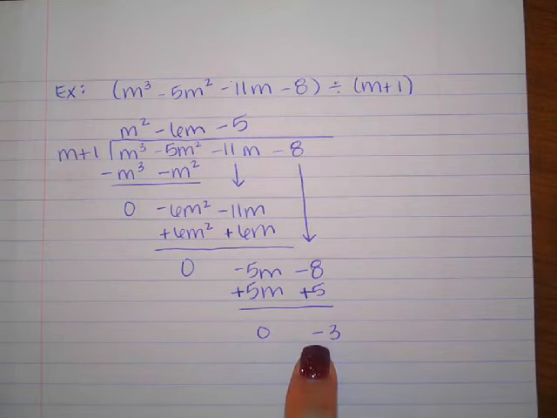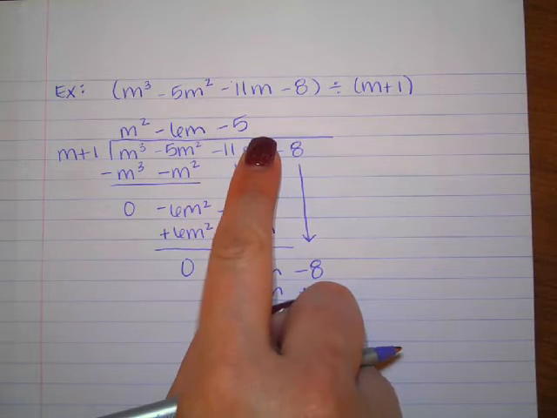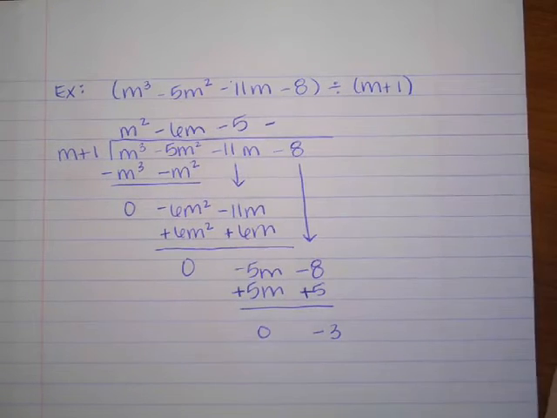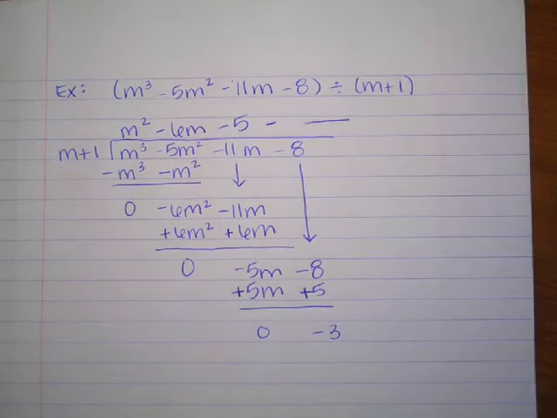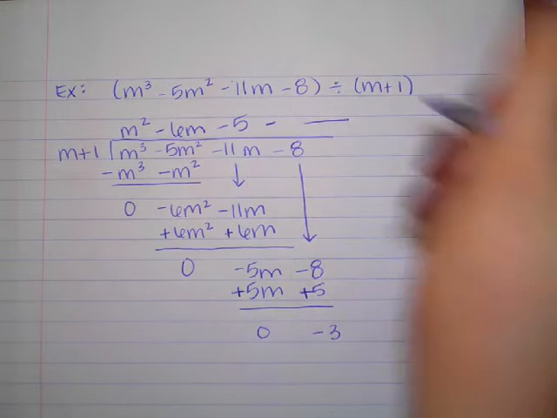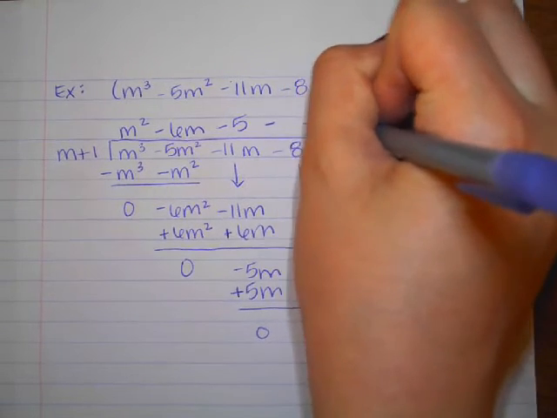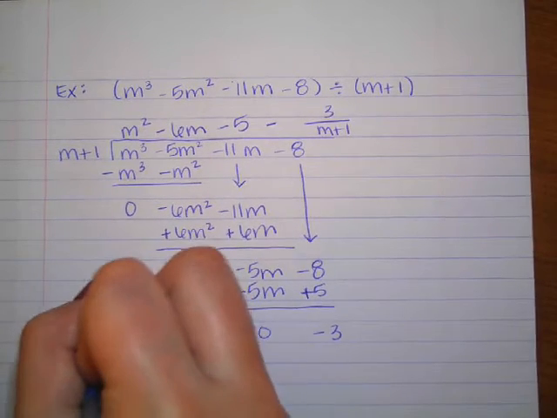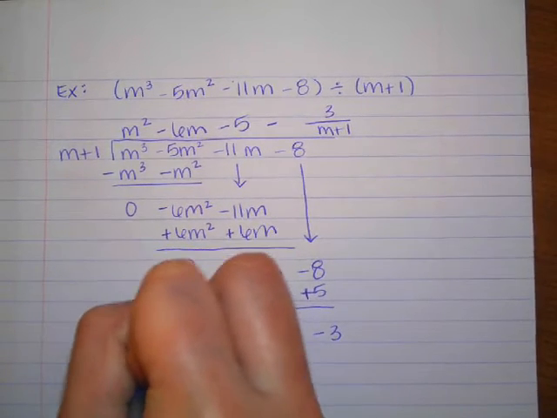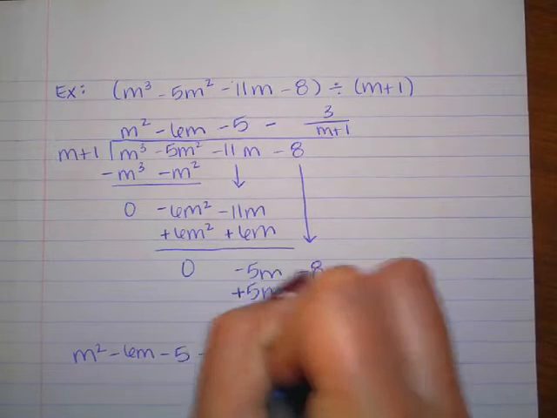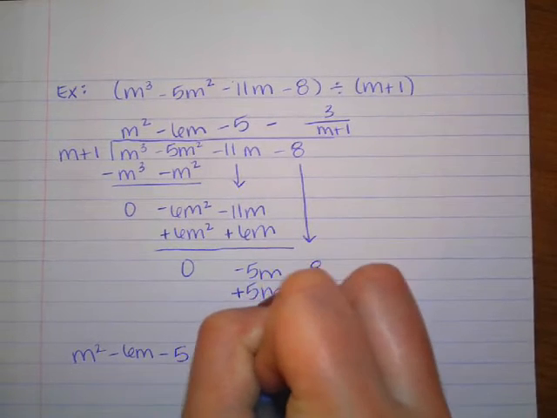So it's a negative remainder, which means what do I put next? Minus. And then how do I write the remainder? 3 over m plus 1. So the answer to the problem is m squared minus 6m minus 5 minus 3 over m plus 1.